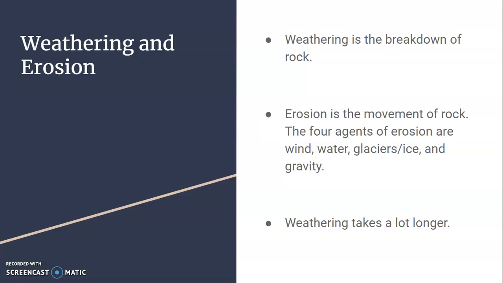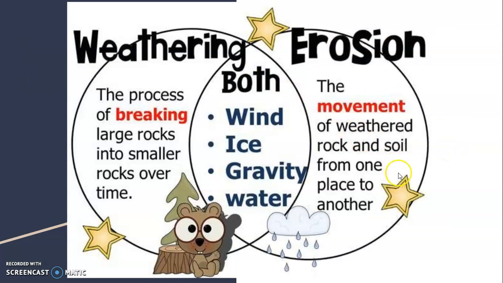So wind can blow the little pieces of rock away, water can sweep them away, same thing with glaciers and ice, and then gravity can pull little pieces of sediment down a hill, for example. Between weathering and erosion, weathering takes a lot longer. So let's look at this picture. So weathering is the process of breaking larger rocks into smaller ones. Erosion is the movement of the weathered rock and soil from one place to another.